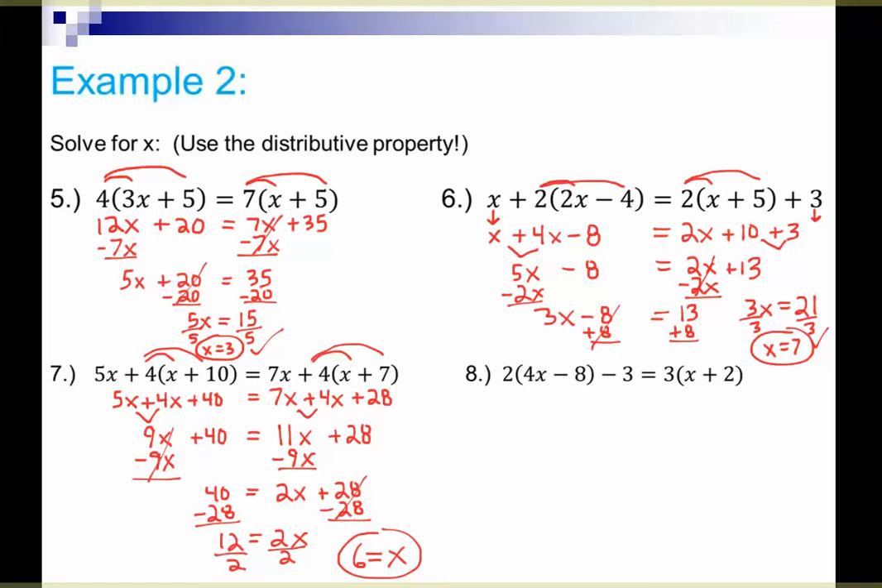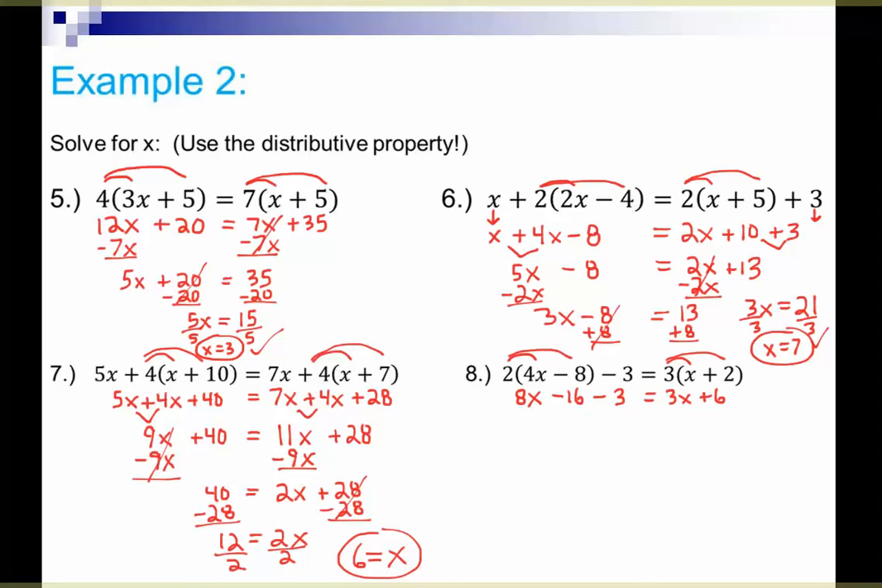All right, on number 8, 2 times 4x is going to be 8x. Positive 2 times negative 8 is going to be negative 16 minus 3. Be very careful there. Make sure you're doing the right subtraction. 3 times x is going to be 3x. And positive 3 times positive 2 is going to be positive 6. Okay, let's see what happens here.